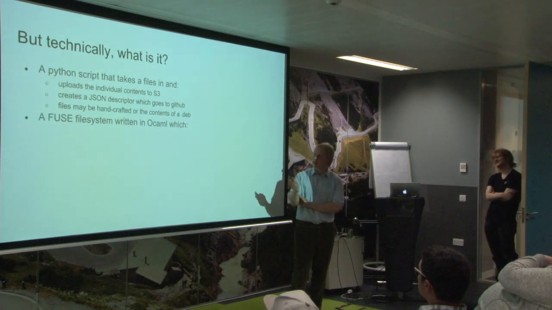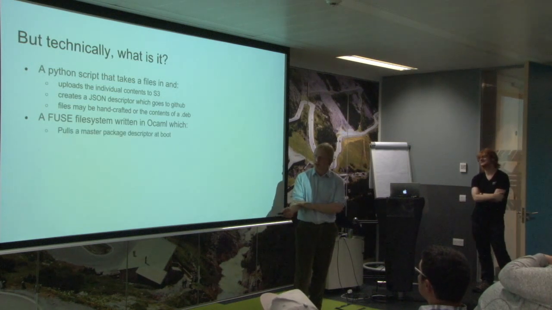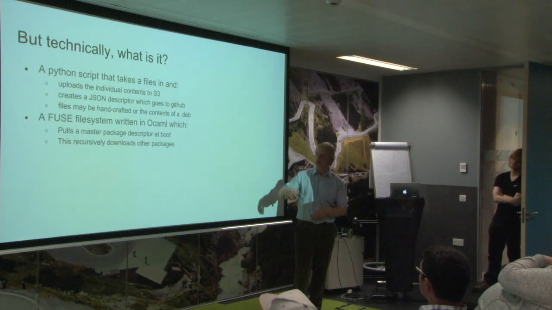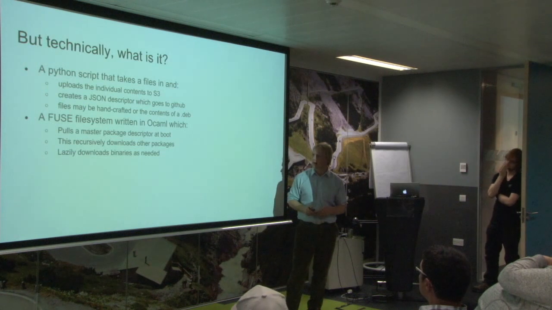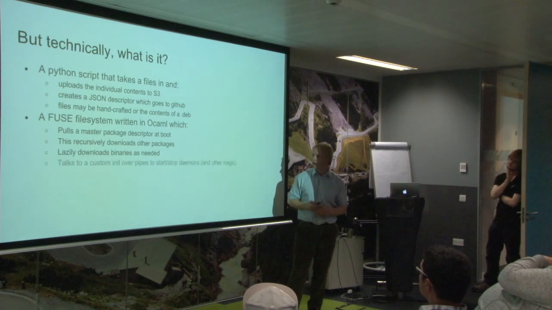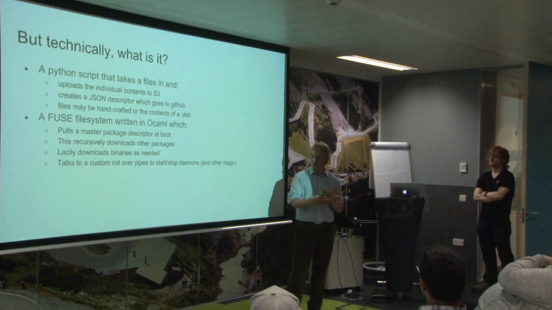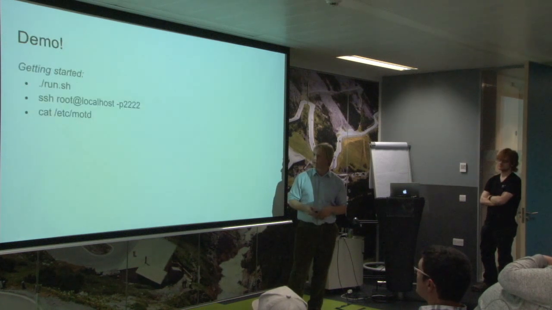As I said, it's also a Fuse file system, which I wrote in OCaml, which pulls a master package descriptor at boot, and that recursively downloads other packages. The packages are just descriptors, so it should be a fairly lightweight downloading process. And then when you need a binary, it'll pull it off S3. I've also implemented a custom init that talks to the file system over some pipes to start daemons and what have you. I think I've said that.